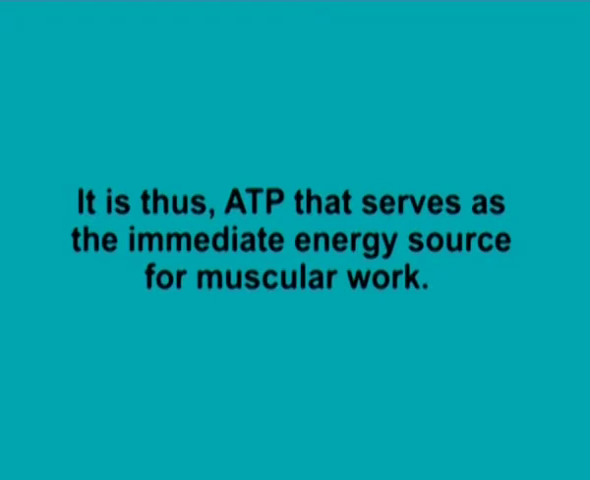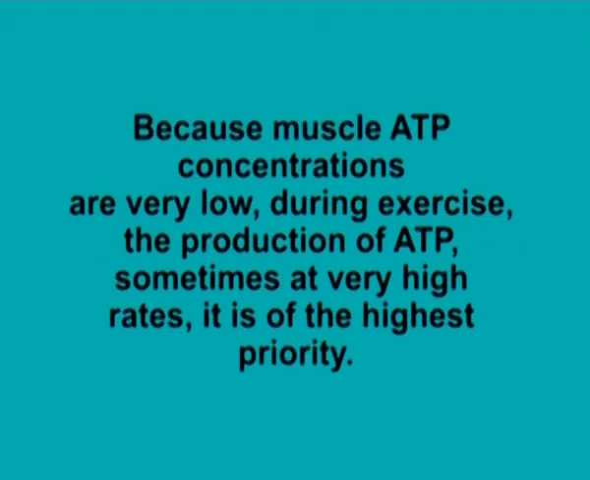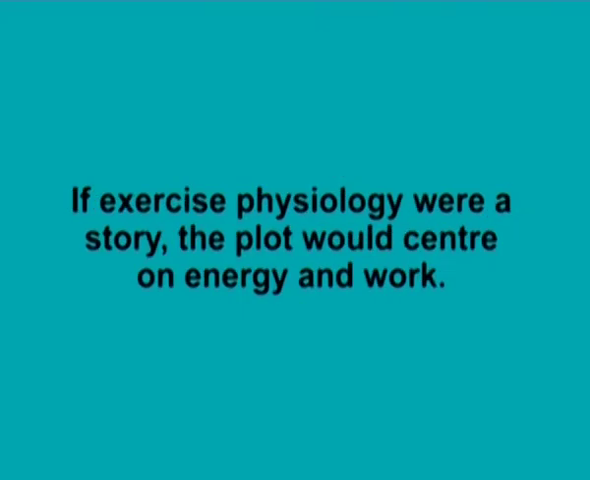It is thus ATP that serves as the immediate energy source for muscular work. Because muscle ATP concentration is very low during exercise, the production of ATP, sometimes at very high rates, is of highest priority. If exercise physiology were a story, the plot would center on energy and work.